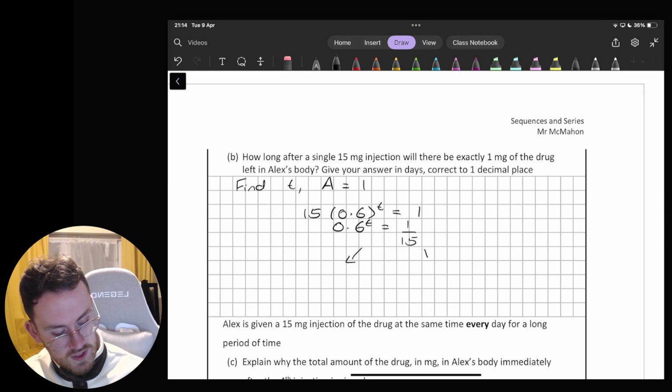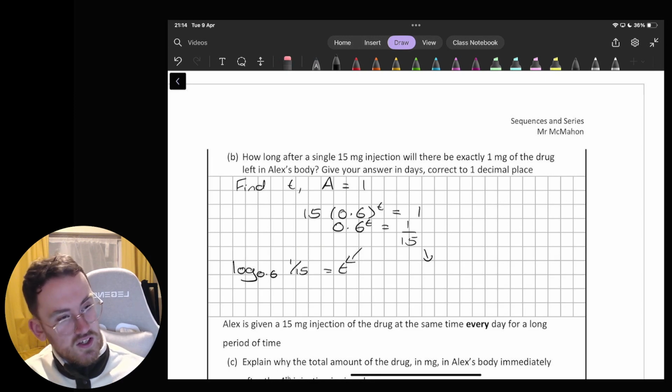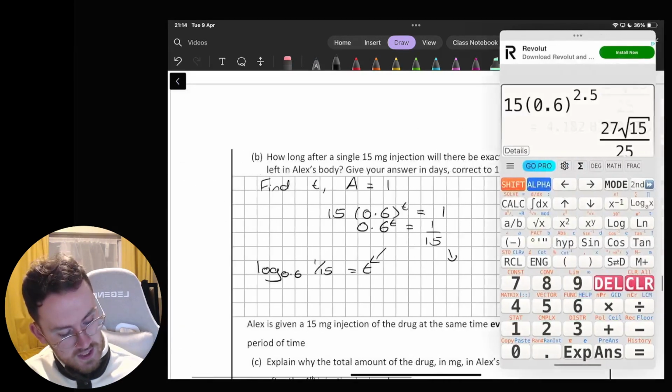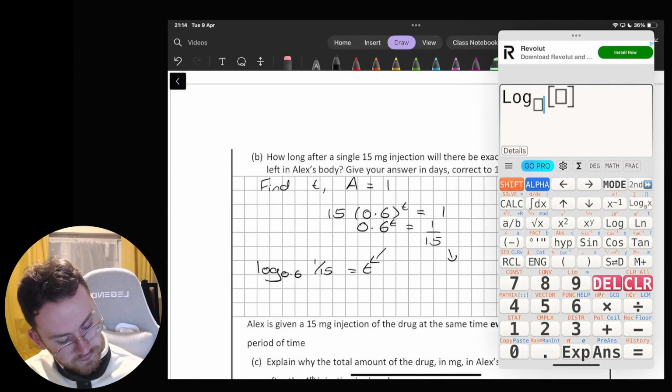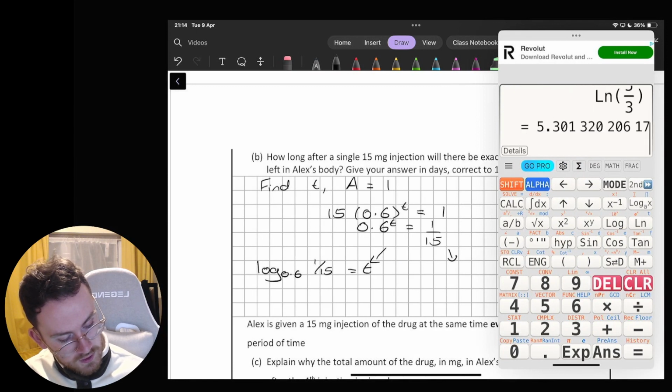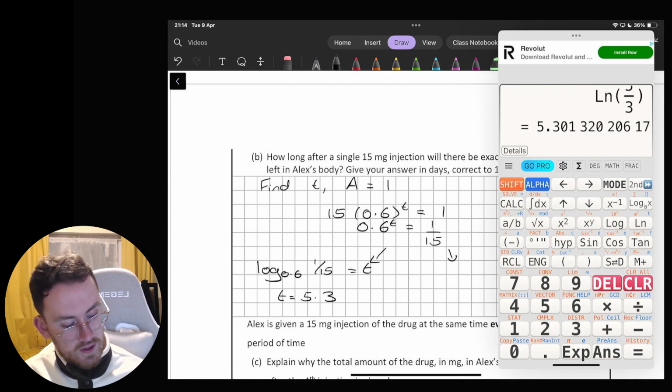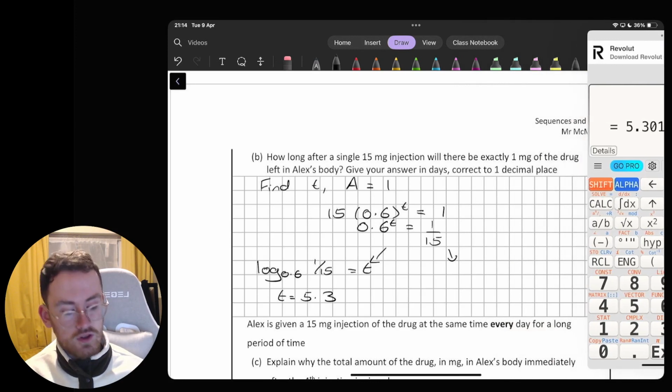We have two ways of approaching this one. We could do log to the base 0.6 of 1 over 15 is equal to t. Using that to work out a value for t is going to give me an answer of 5.3, and we were asked to one decimal place, so 5.3 days.